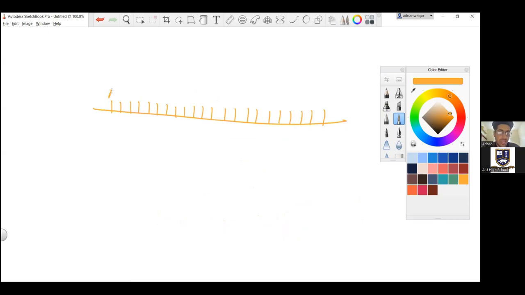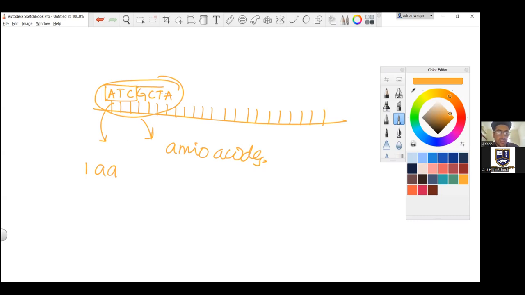For example, we have A, T, C, G, C, T, A. So what happens is that this is coded into amino acids. Three of them, A, T, C, will code for one amino acid, and these three, G, C, and T, will code for another amino acid. So in the combination of three, they make one amino acid. Let me share the slides so that you guys can understand this concept.